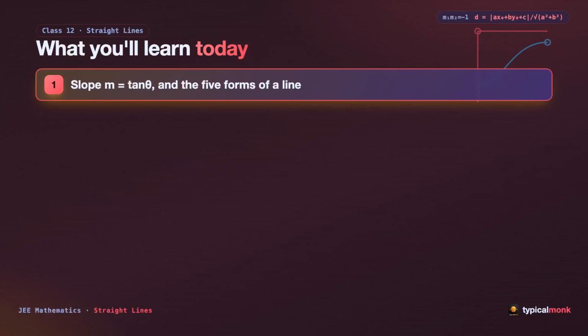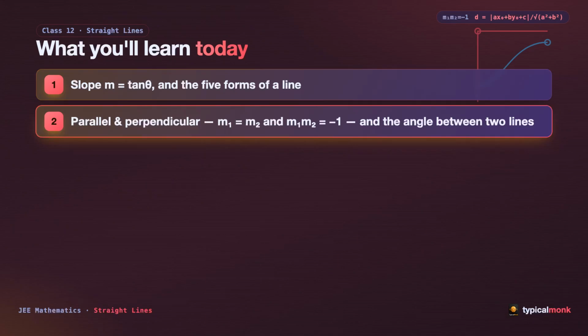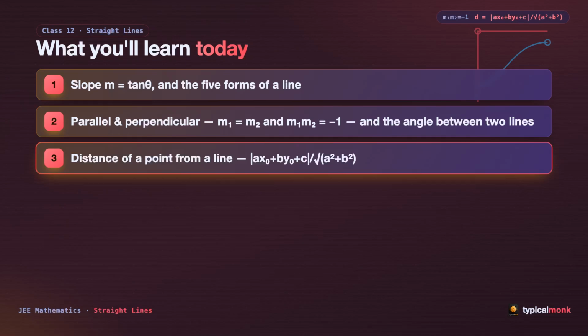Here is what you will learn today. First, the slope m equals tan theta and the 5 forms in which a line can be written. Second, the parallel and perpendicular conditions, slopes equal or their product -1, and the angle between two lines. Third, the distance of a point from a line, the modulus of a x₀ + b y₀ + c over the square root of a squared plus b squared.